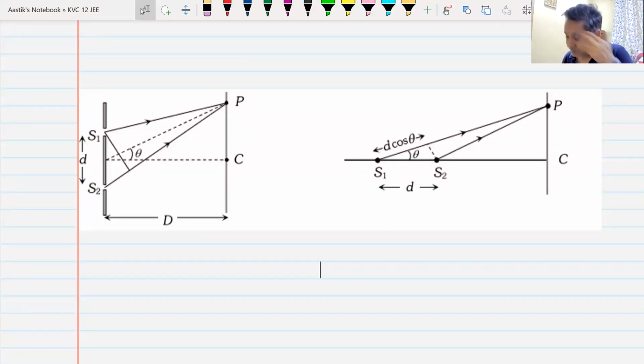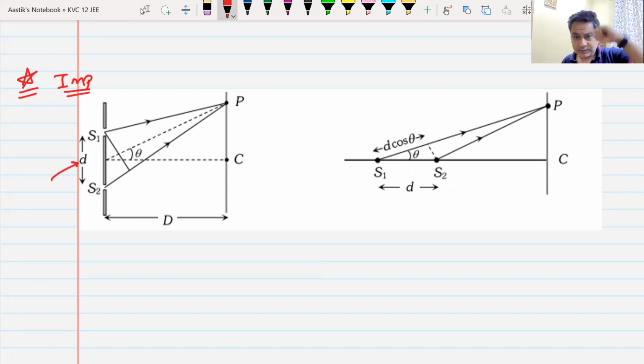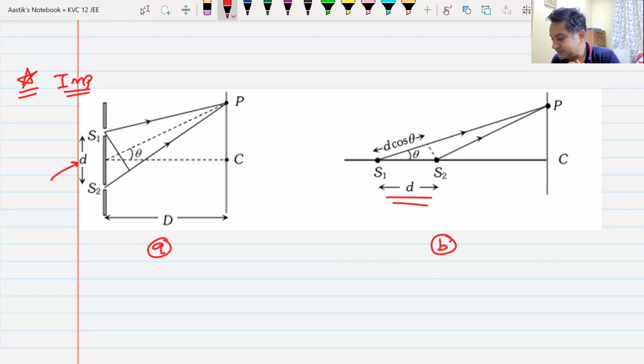This is an important note. Now, sometimes not in JEE Main, but sometimes in JEE Advanced, instead of giving you vertical slits like this, see, this is a vertical slit, S1 on top, S2 on the bottom, they could devise a question where the slits are not vertical, but horizontal. Do you see? In diagram A, we have vertical slits. In diagram B, we have horizontal slits. Do you understand this? So now we are having interference from horizontal slits.